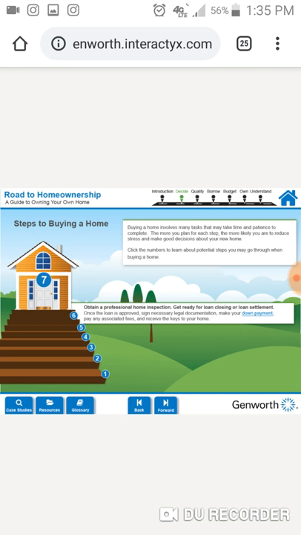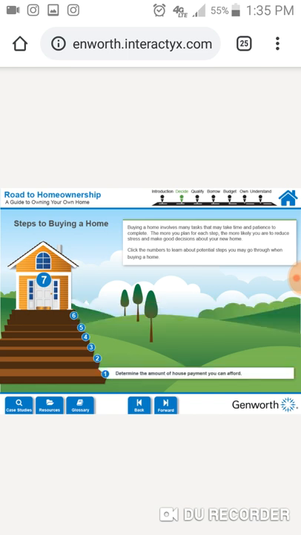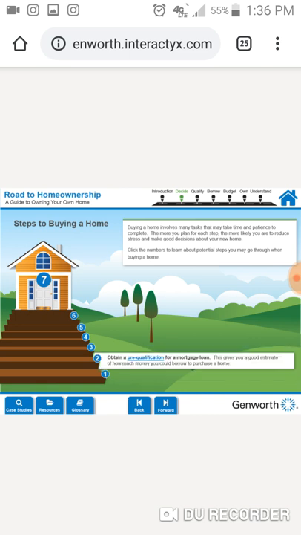So let's go. All right, let's go ahead and click number 1. Determine the amount of house you can afford, based on your income and side income if you have a side business or whatever. Number 2, obtain a pre-qualification for a mortgage loan. This gives you a good estimate of how much money you could borrow to purchase a home. Basically, this is getting pre-qualified. This will be done with the bank, and it makes you more of a serious buyer when you're dealing with an agent or whomever you may be buying a home from.